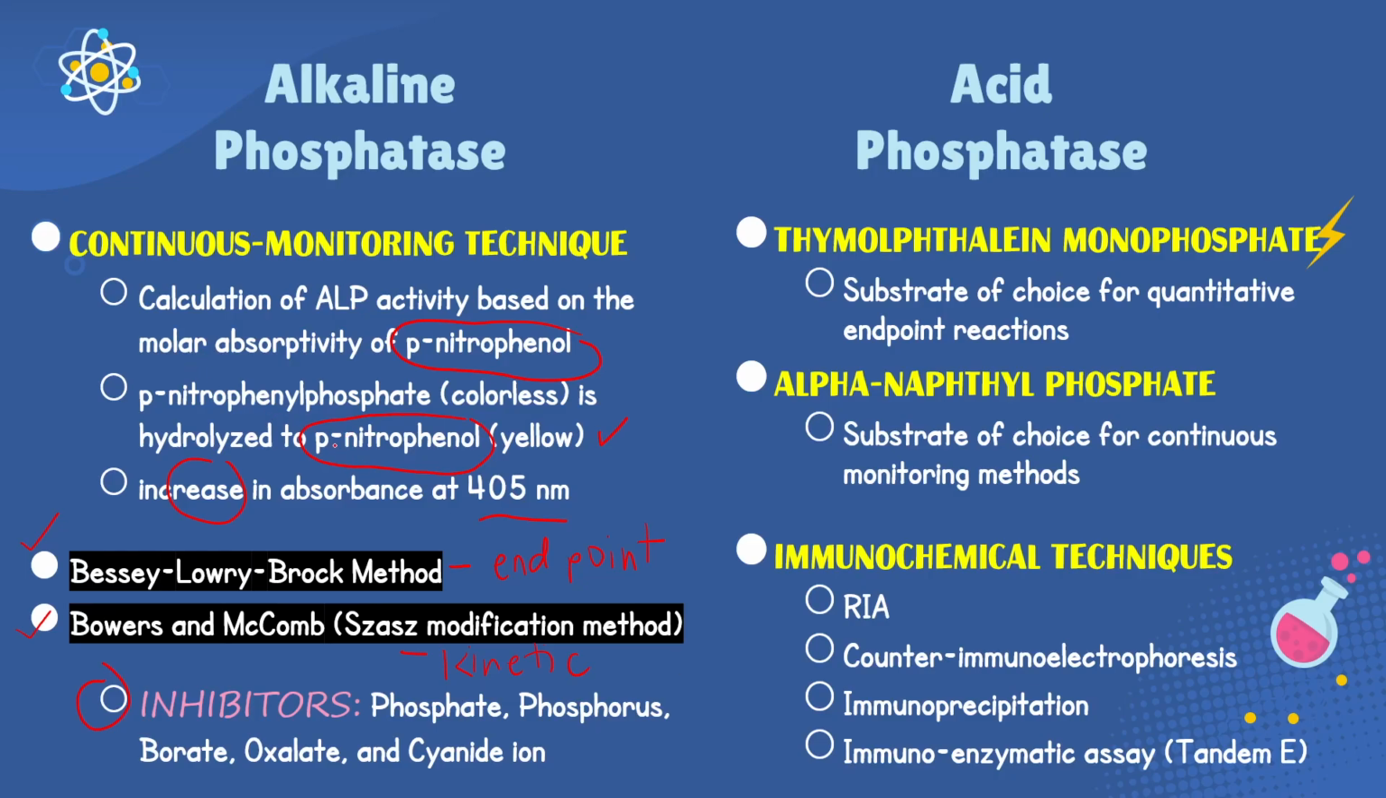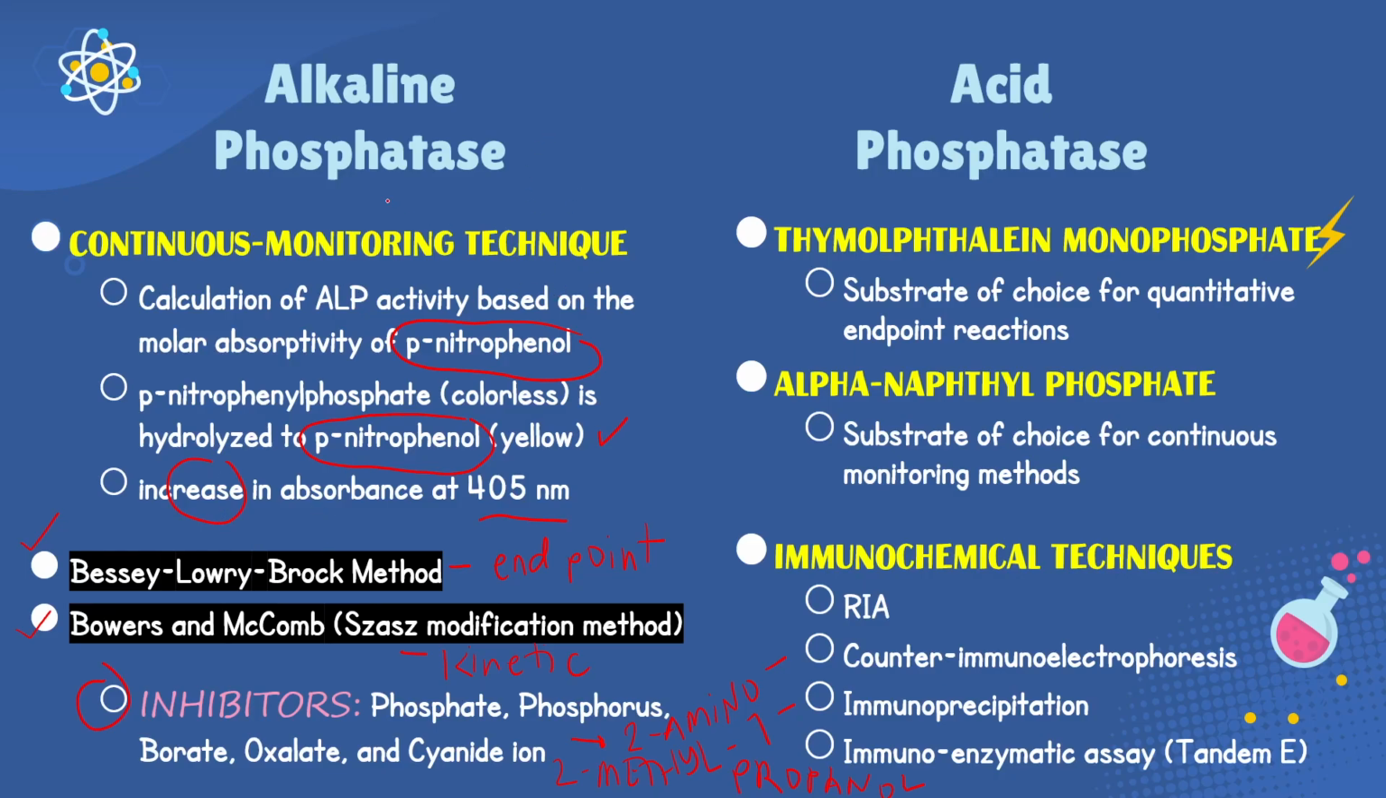So since your alkaline phosphatase may be inhibited with the presence of these different substances, what we usually do is we will add a certain substance, and that is what we call your 2-amino 2-methyl 1-propanol. So again, what we will add in our sample, in our testing, is your 2-amino 2-methyl-1-propanol in order to prevent your ALP from being inhibited by the presence of these substances.